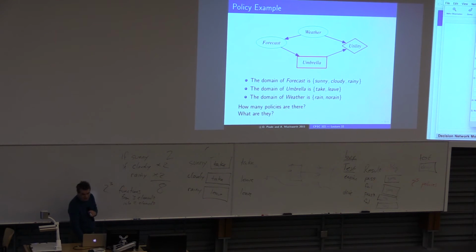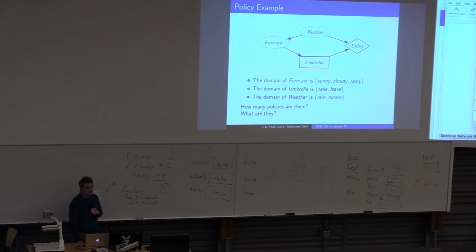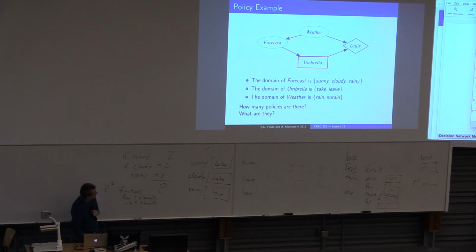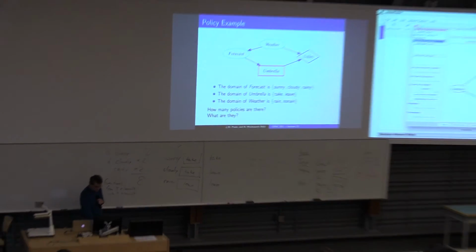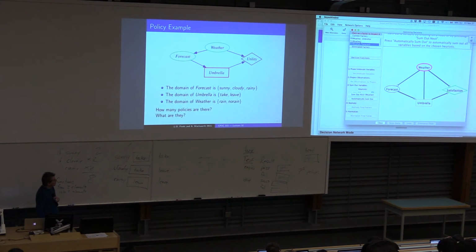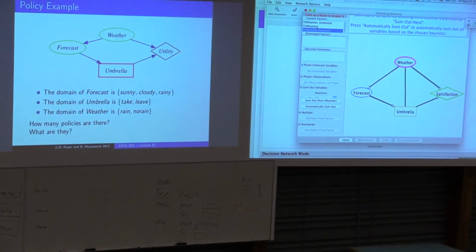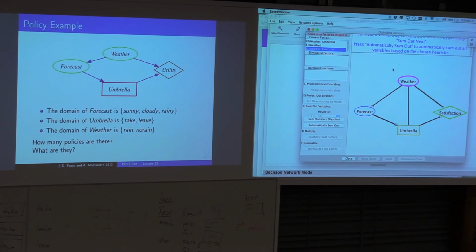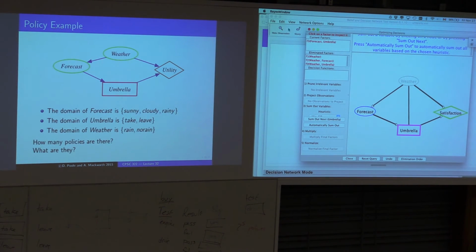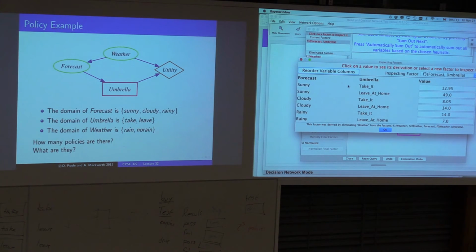So what we're going to do is sum out weather. There are my three factors up in the top left. What are we going to end up with a factor on? We're going to end up with a factor on forecast and umbrella. And if we do that, we end up with this table here. So this is just exactly the same thing we've done before.